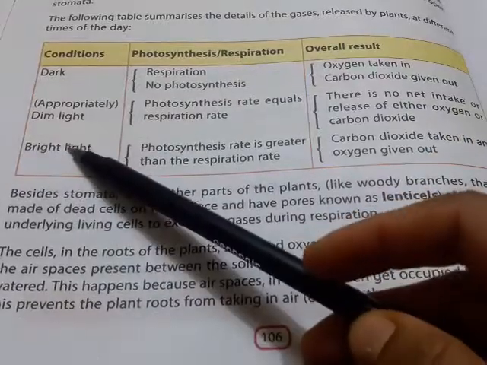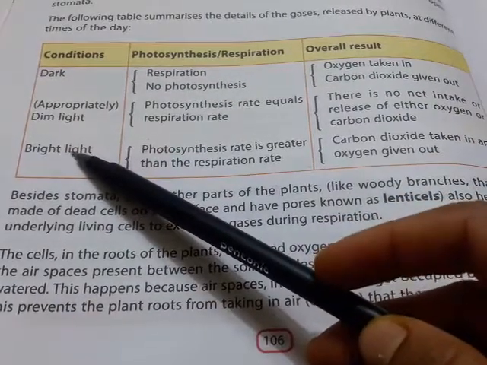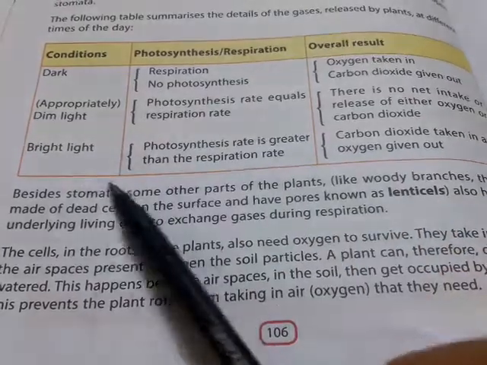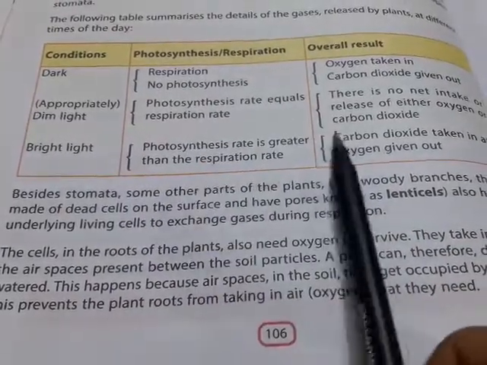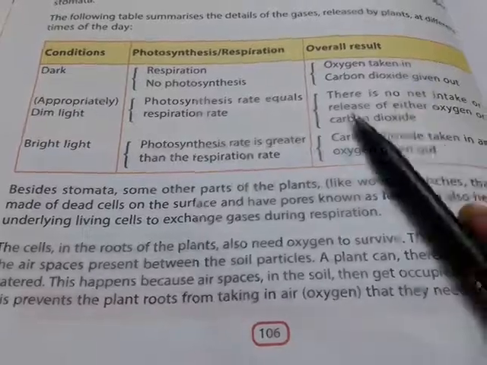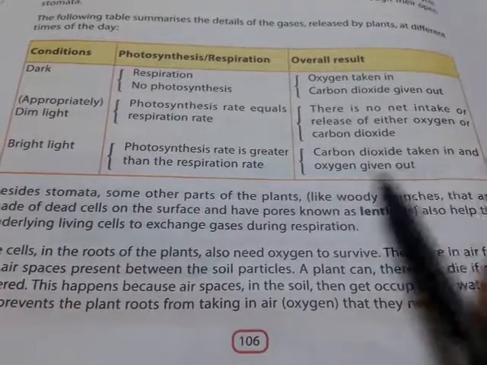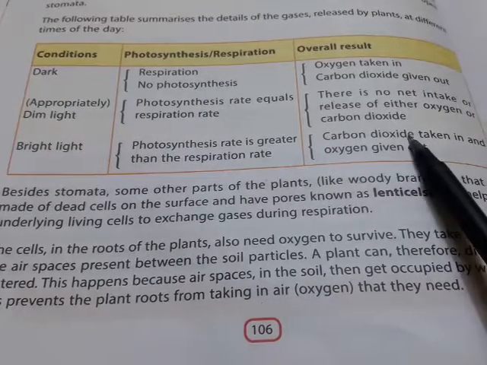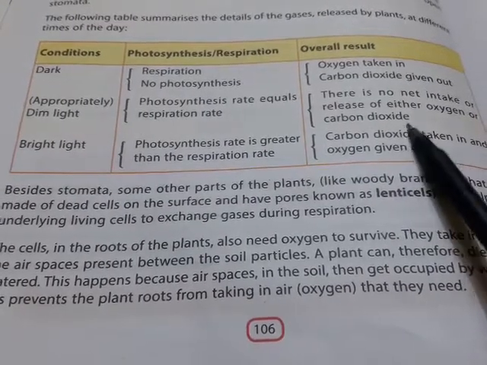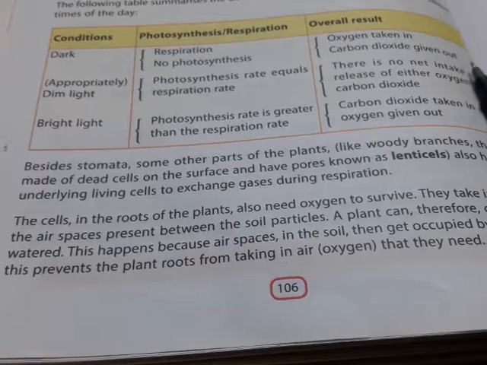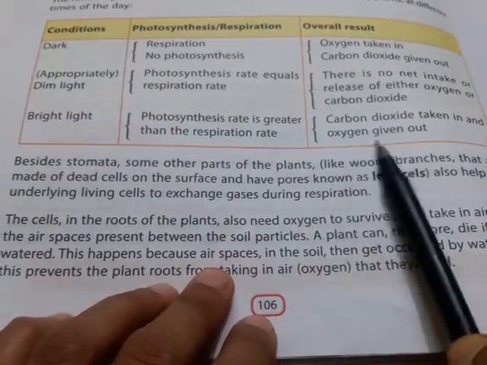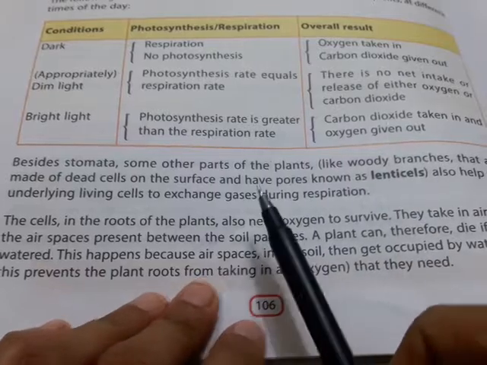What happens in the bright light, like morning sunlight at 10 or 11 o'clock? In bright sunlight, the photosynthesis rate is higher than the respiration rate. Carbon dioxide is taken in and oxygen is given out. Here most of the oxygen gas is given out. That is why we feel fresh in the morning, because more and more oxygen gas is there.